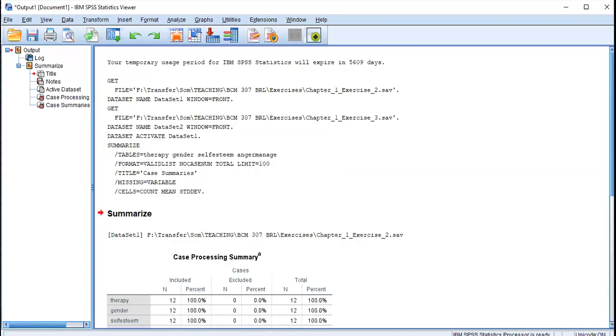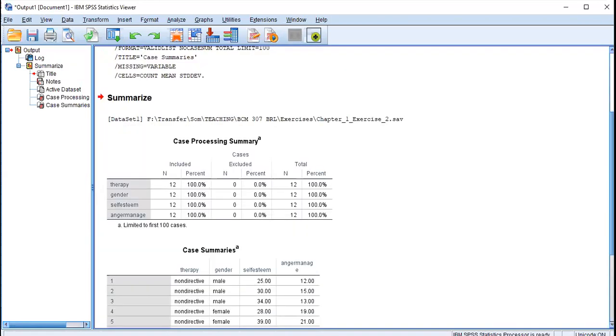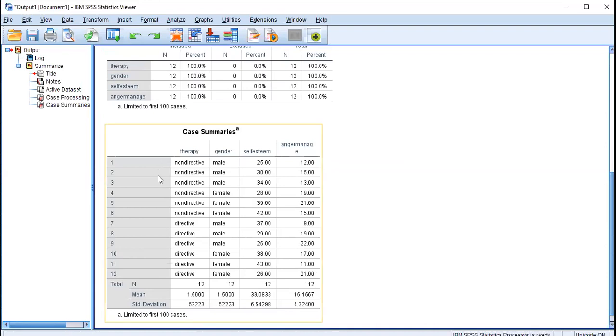Now coming to case summaries, which is something we were trying to understand. If you look at the case summaries we have got from the data, for therapy, the first six are non-directive and the remaining six are directive. In the gender part, we have the first three males who are non-directive, next three females who are again non-directive, next three males who are directive, and finally three females who are again directive. So this is it, and we've got the values of self-esteem and anger manage.